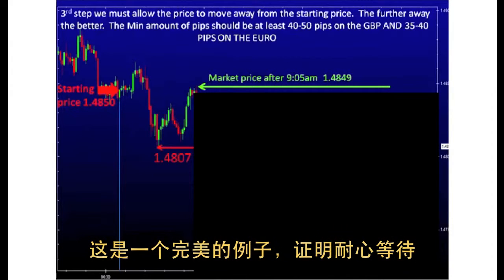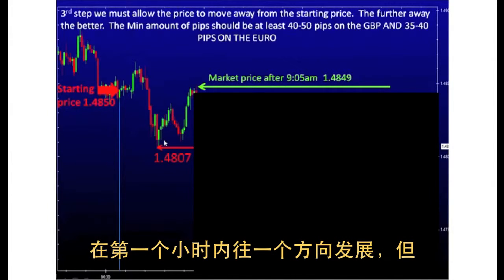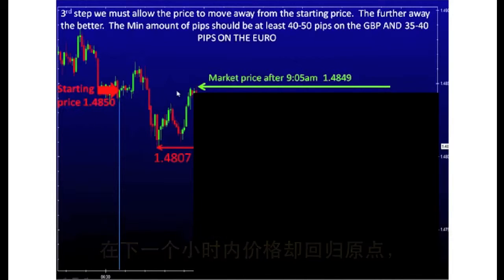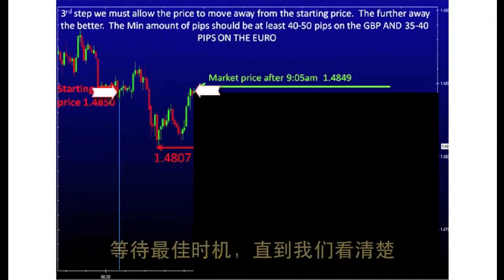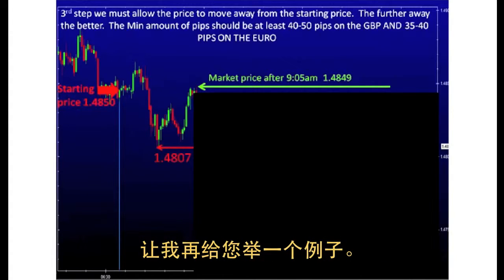This is a perfect example of why we have to be patient when we're trading. If we see the price movement moving in one direction, as we see here, and towards the next hour, we see the price movement moving back to the same level of the open price, we should be patient and hold off on trading until we see a clearer entry point or a clearer picture of the trend moving in one direction or the other. Allow me to give you another example.